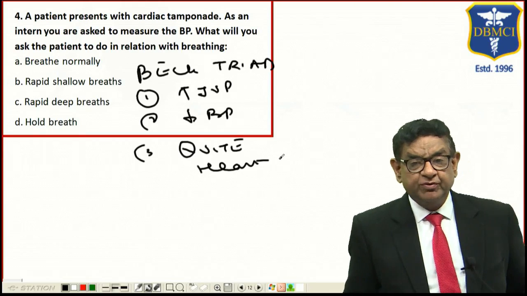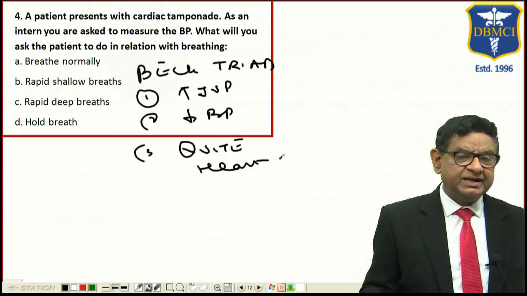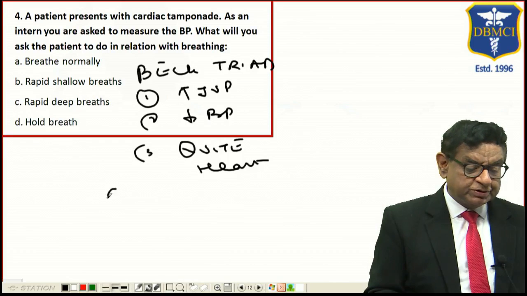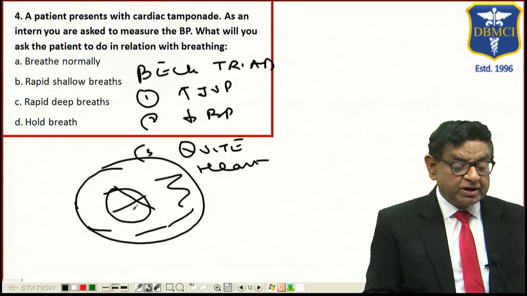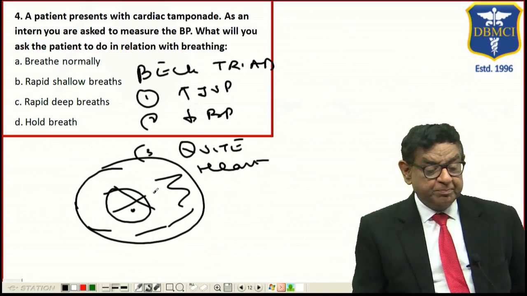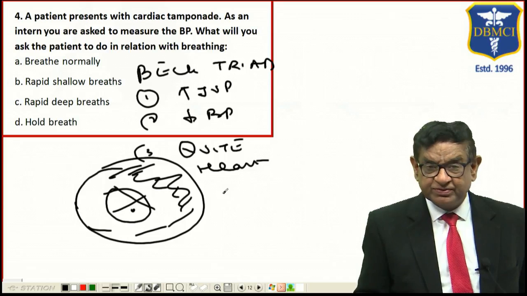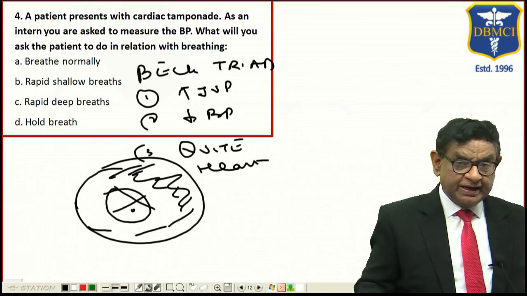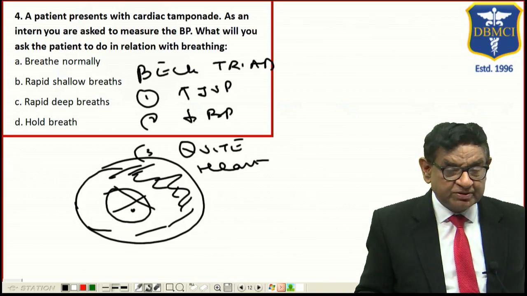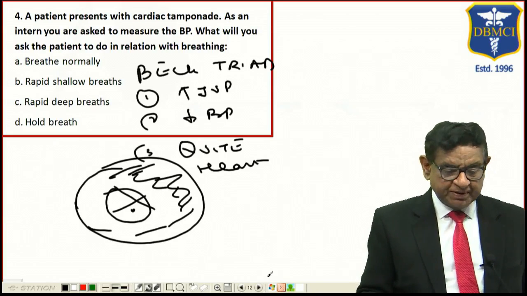Quiet heart means when you are trying to auscultate, you can hear no heart sound or very distant heart sound. Why? As I told you, this is the myocardium, this is the pericardium, and fluid is there. So heart sounds are being produced in the heart, but it is full of liquid, and we all know that water is a bad conductor of sound, so we are not able to hear the sound, so we get a quiet heart in these cases. That's why the classical Beck's triad, muffled sound, is a feature in this case. And of course, in addition to that, we learned about pulsus paradoxus there.